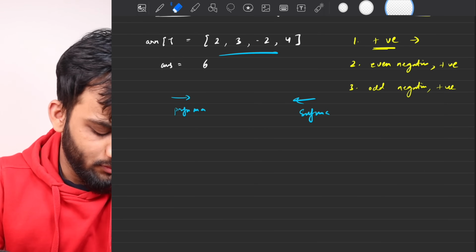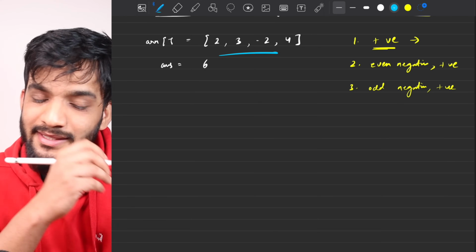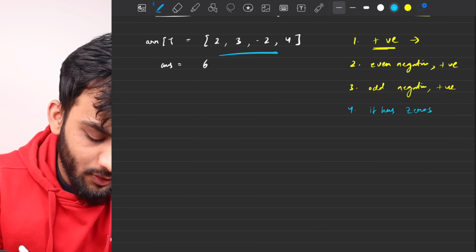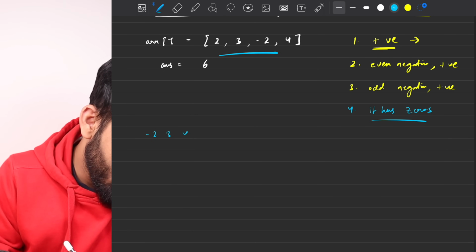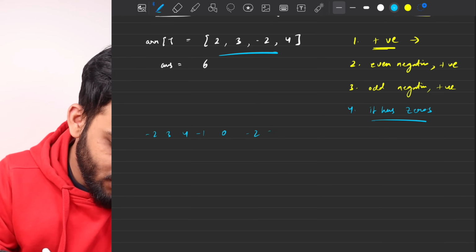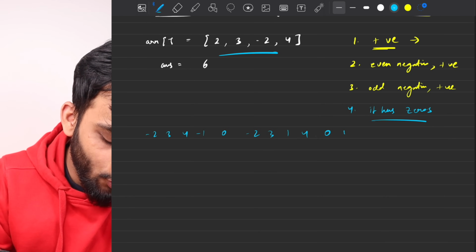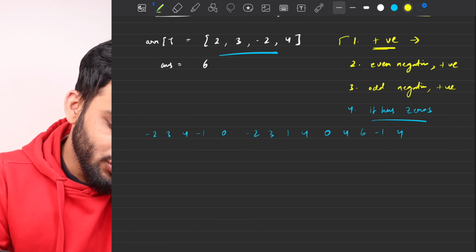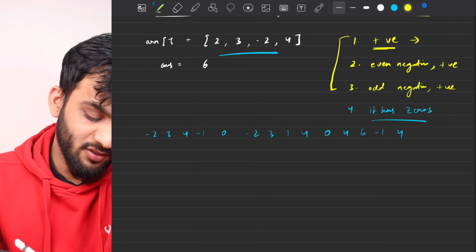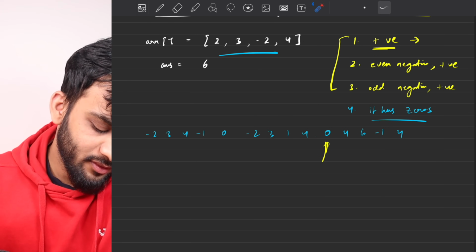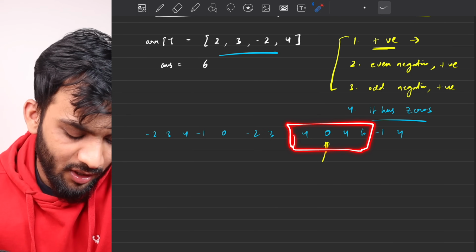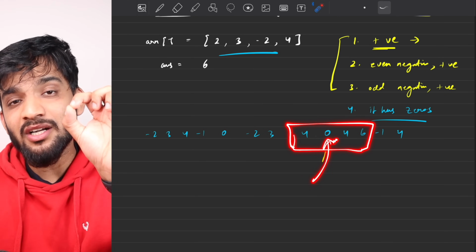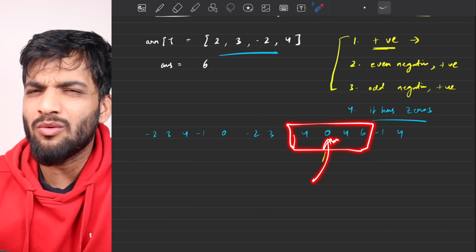But am I done? I don't think, because we are missing still one case. What if it has zeros? Imagine I give you something like minus 2, 3, 4, minus 1, and again a 0. And then minus 2, 3, 1, 4, and then again a 0, then 4, 6, minus 1, 4. Can I say this? I know 3 conditions. And if I have zeros, I know one thing. If I take this, no matter how big the numbers are, if there is a 0, the multiplication will turn out to be 0. So taking a 0 doesn't make sense.